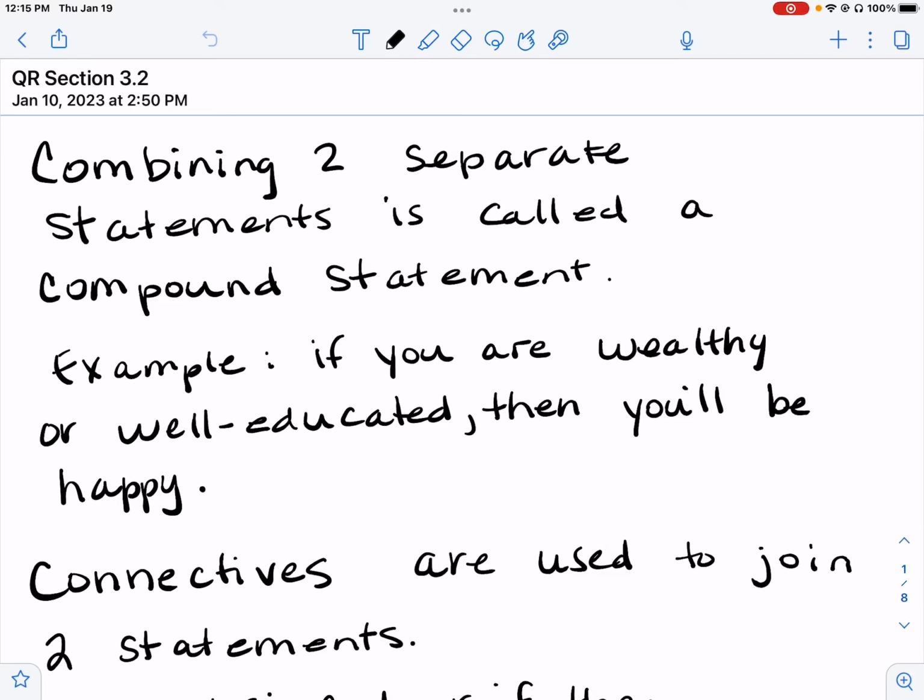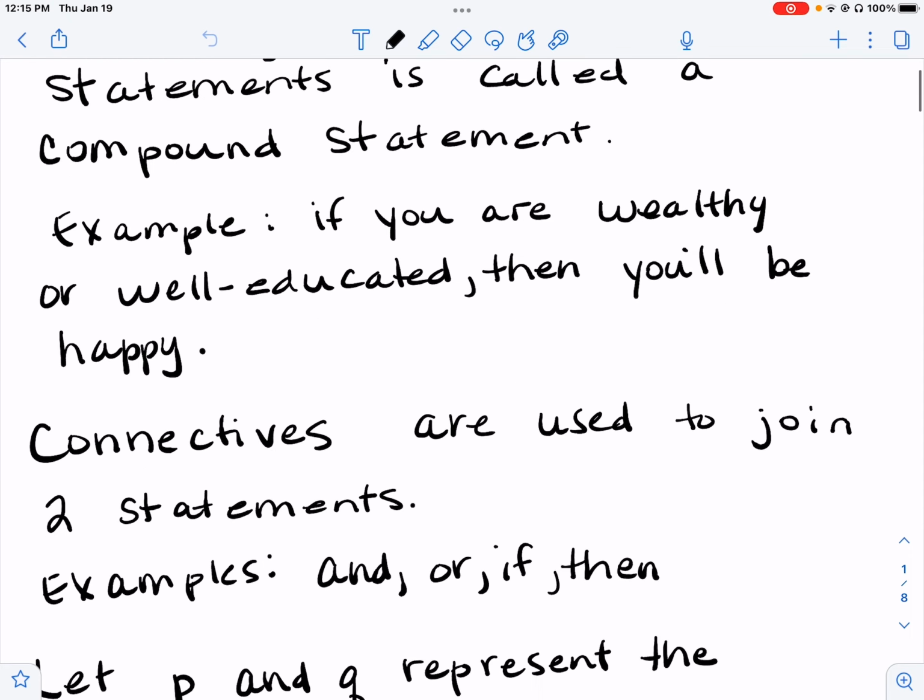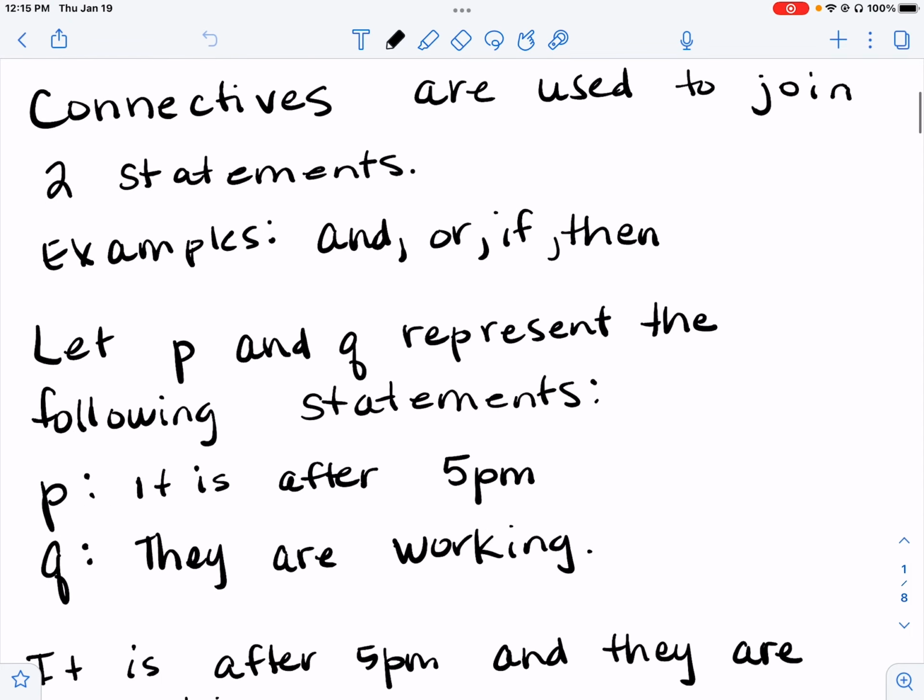Section 3.2, combining two separate statements, is called a compound statement. Example: if you are wealthy or well-educated, then you will be happy. Two things are being combined: wealthy, well-educated. Connectives are used to join two statements. Examples: and, or, if-then.